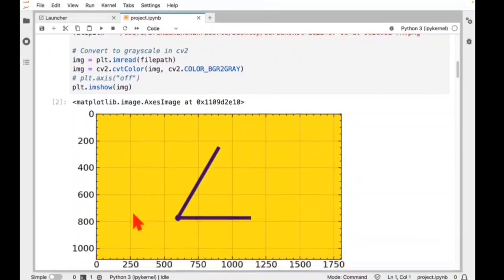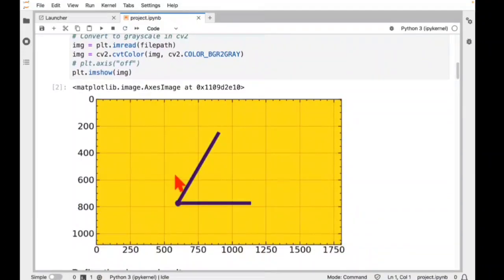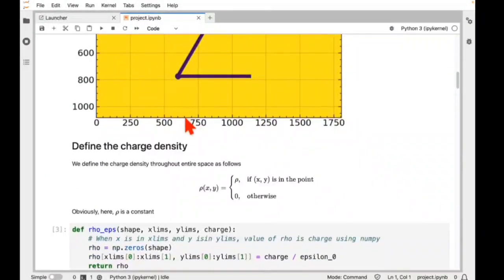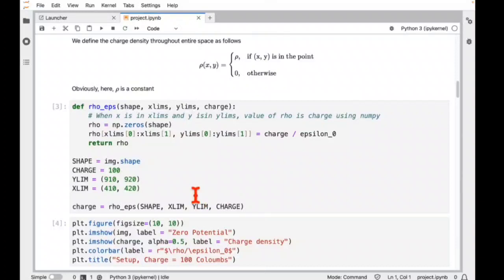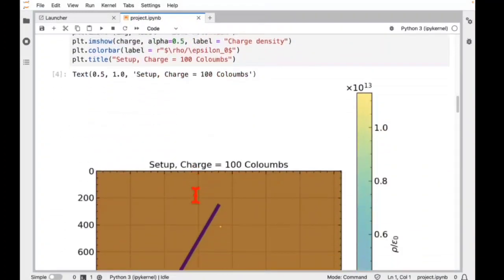To get a setup, we need an image, and in this setup, the black areas represent our plate where there is 0 volt, and all these yellow areas are actually empty space. We represent our charge density like so, where rho(x, y) takes the form of rho, which is constant, at a particular point (x, y), and it is 0 everywhere else. We'll use a charge of 100 coulombs, and it will be shown like this.